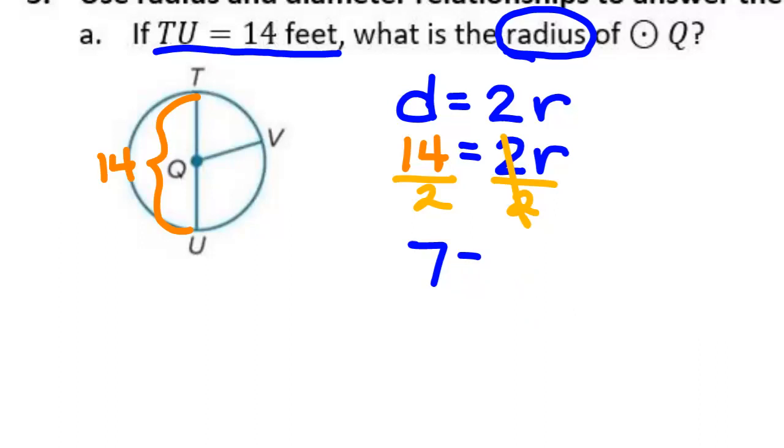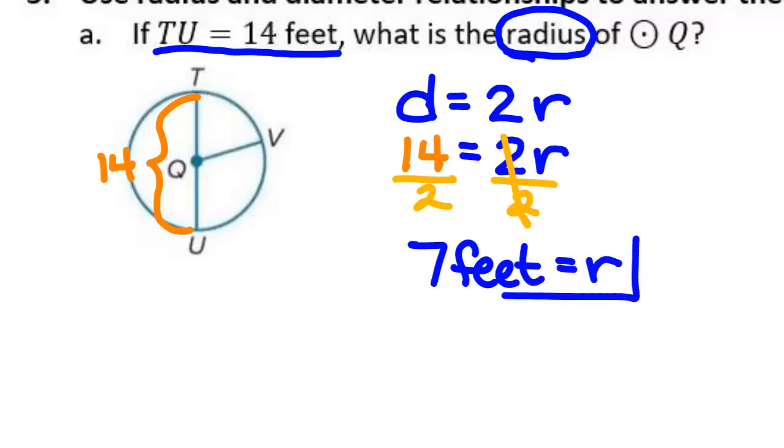Actually, I should put units with that. What units should I put with the 7? 7 feet, yes. 7 feet equals the radius.